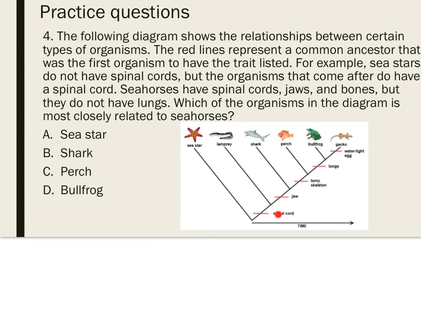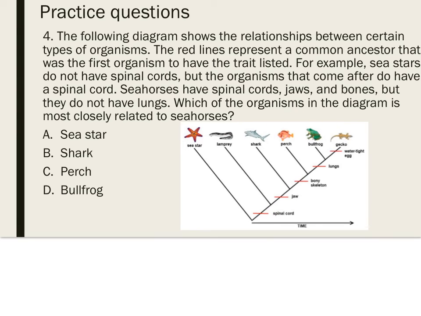So the red lines represent a common ancestor that was the first organism to have the trait listed. So for example, sea stars, okay, sea stars do not have spinal cords. But the organisms that come after do have a spinal cord. So the spinal cord characteristic was right here in time. So all of these organisms that come to the right or after that would have a spinal cord.